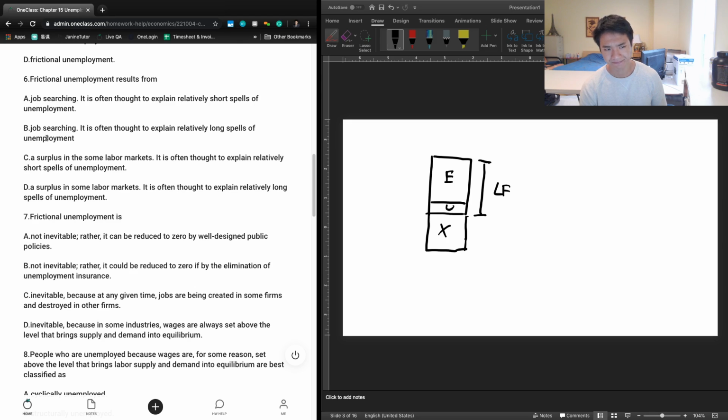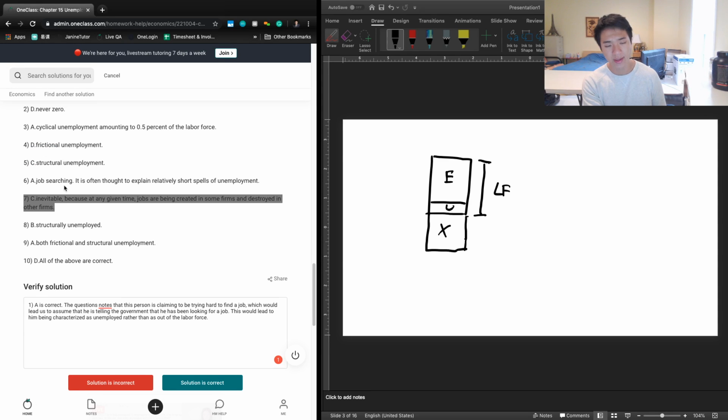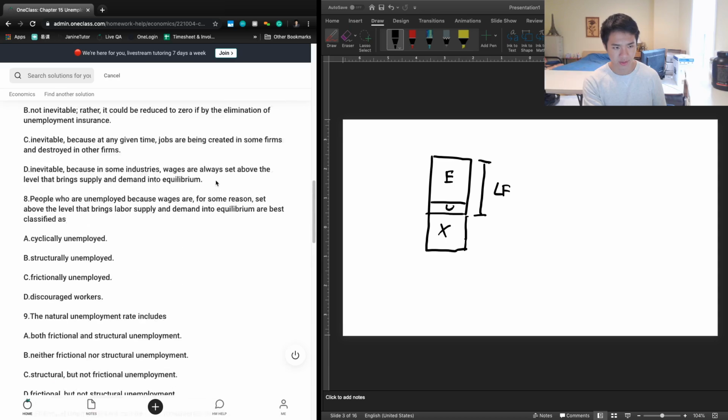In terms of how long the unemployment lasts, we said it's most likely to be short term because it's just a process of looking for the right job. It might take 3 to 4 months for someone to find the right job, but it's not going to take 1 to 2 years, right? So job searching unemployment is relatively short term, and in that sense, frictional unemployment does not indicate anything wrong with the economy, so we would pick A. And the previous tutor says A, job searching, explaining relatively short spells of unemployment, which is good.